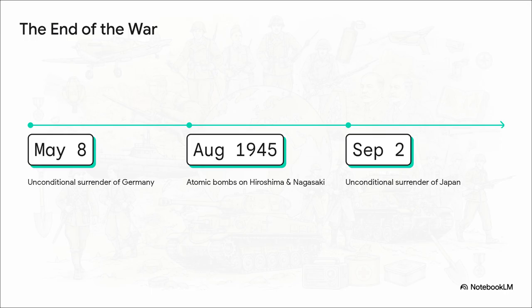On May 8th, Germany signed an unconditional surrender which ended the war in Europe. But over in the Pacific, the fighting continued until the United States dropped atomic bombs on Hiroshima on August 6th and Nagasaki on August 9. Shortly after that, on September 2nd, 1945, Japan formally signed an unconditional surrender, finally bringing the Pacific Theater and the entirety of the Second World War to a close.